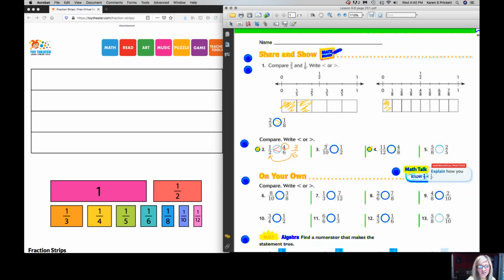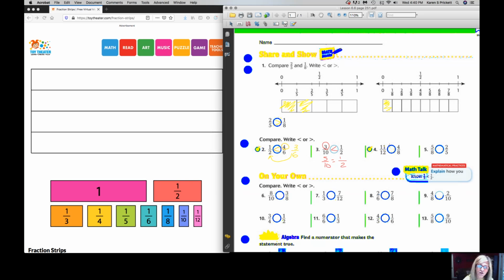Number 3, 3/10 and 1/2. Well, one of the things that I know when I'm thinking about halves is that if I could figure out what half is equivalent to in tenths, of course I know that 5/10 also equals 1/2. And so since this is 3/10, 3/10 is less than 1/2.